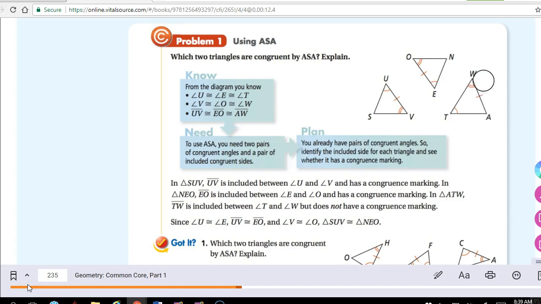So if I were going to try to prove this one congruent to these two, this tick mark here would need to be over here between the two angles. That's what it's trying to say. But it does not have that marking. So because of that, only SUV is congruent to NOE. Only these two are congruent to each other. This one, of course, would not be. All right.